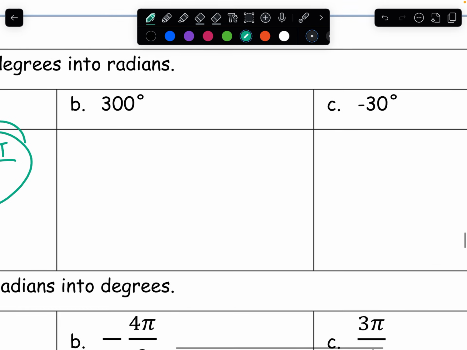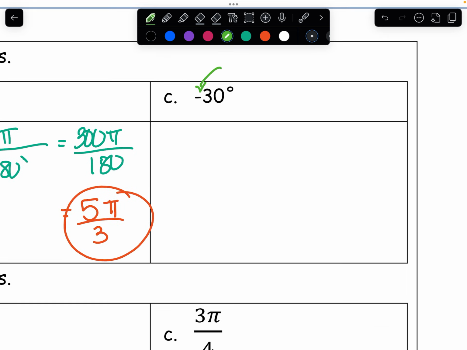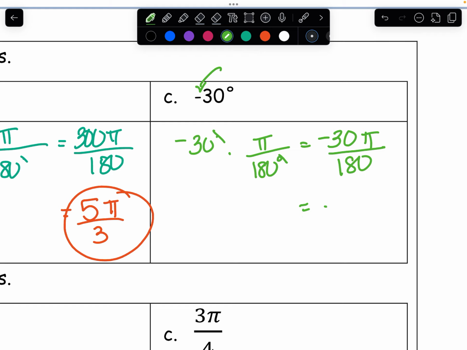Okay, let's look at 300. So we again want to cancel out that degree symbol. And so I'm going to write it as 300 pi over 180. I'm going to plug that into my calculator and press second PRB to get 5 pi over 3. And then C, we have to be aware that there is a negative symbol. So we have negative 30 degrees times pi on the top and 180 degrees on the bottom. The degrees cancel out, so we get negative 30 pi over 180 because we multiply across. And when we simplify, we get negative pi over 6.